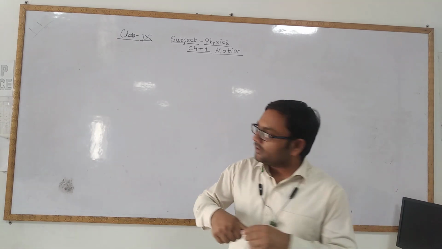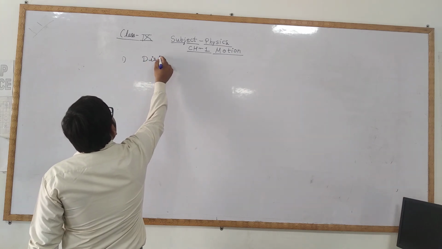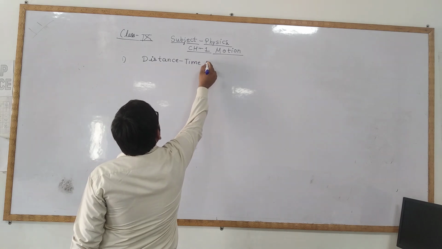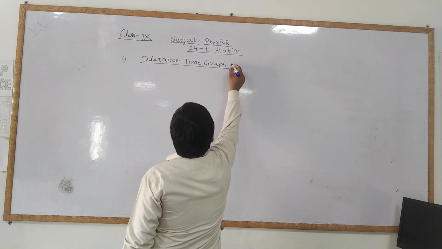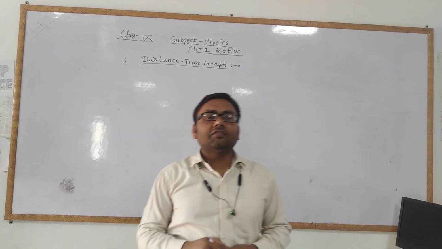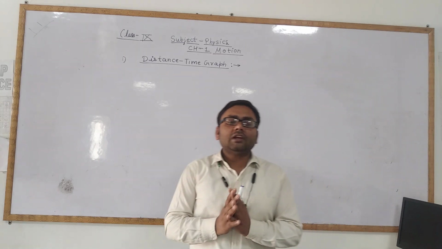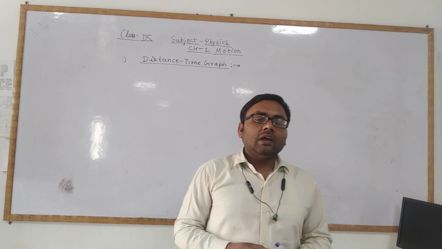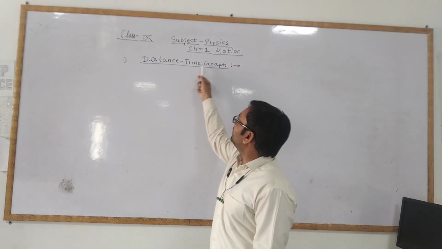So our first graph is the distance time graph. First of all, you should know what graphical representation is. Actually, our topic is graphical representation of motion of an object. In graphical representation, we describe the motion of an object with the help of a graph, and there are different types of graph. The first type of graph is the distance time graph.